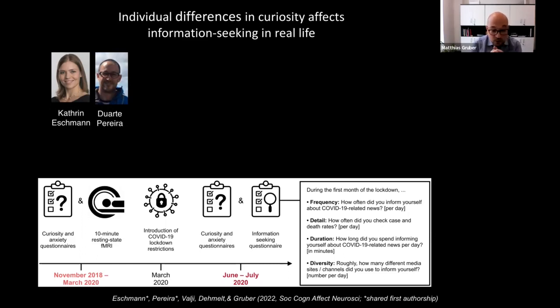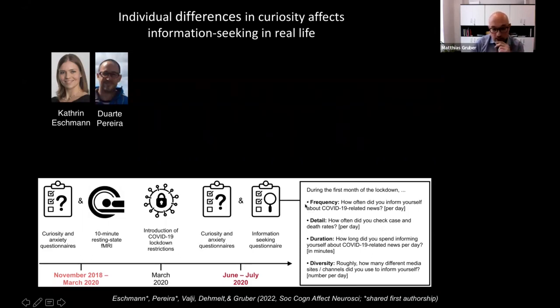So what we did here, we re-invited participants to an online questionnaire, participants that we had scanned previously and where we had already collected curiosity and different anxiety questionnaires. So we scanned them beforehand and had these questionnaires. We invited them for an online experiment where participants completed the previous curiosity and anxiety questionnaires again, and also an information-seeking questionnaire, on how they informed themselves about COVID-related news during the first month of lockdown in March 2020.